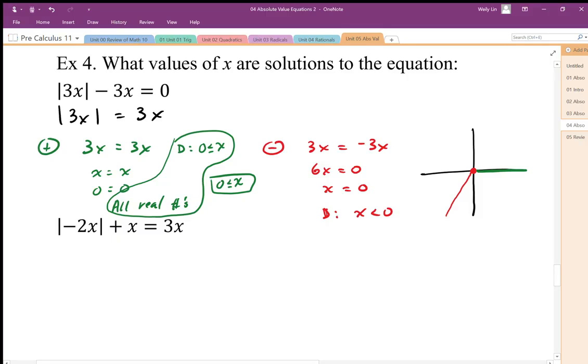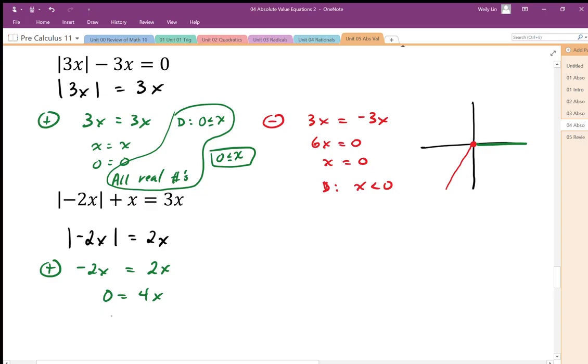Let's look at this next one here. So we end up with absolute value of negative 2x equals 2x. Again, we can work out our positive and negative versions here. So positive is going to be when negative 2x equals, well, 2x. Here we end up with 0 equals 4x, and x is equal to 0.